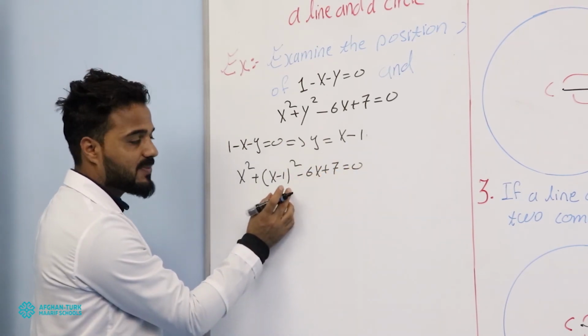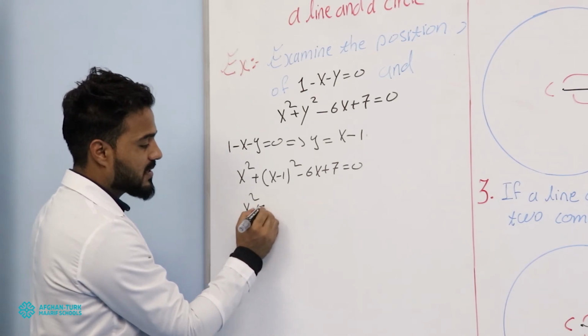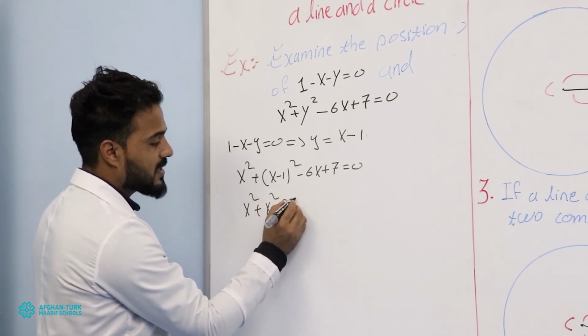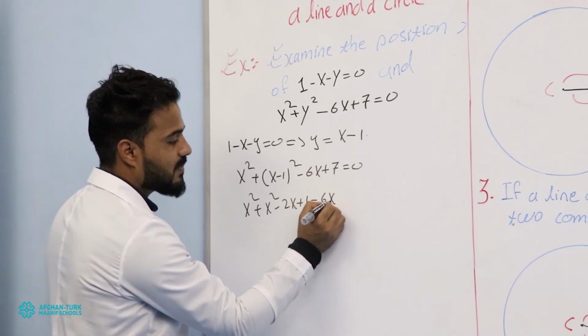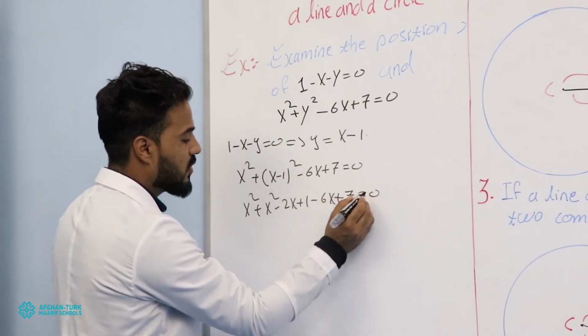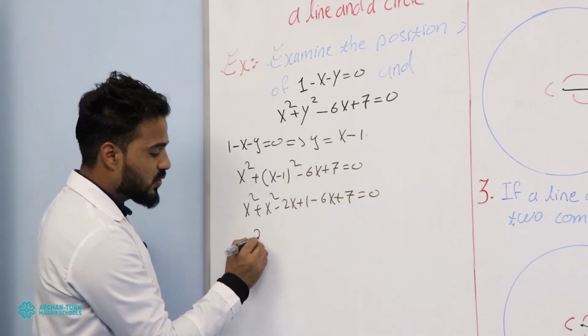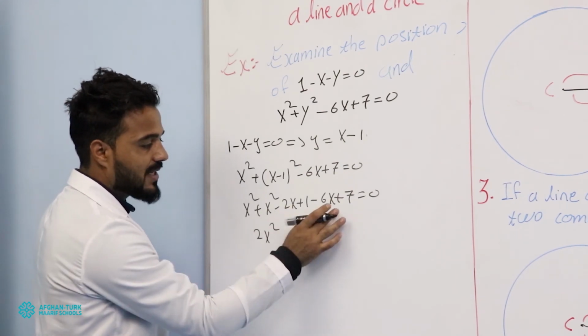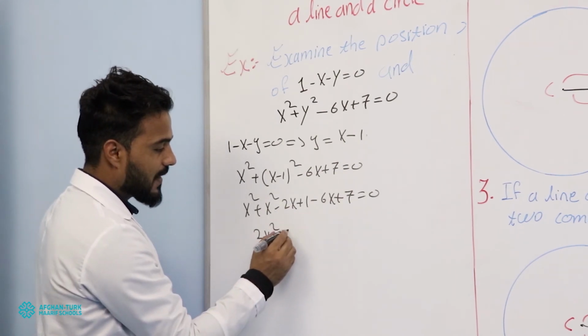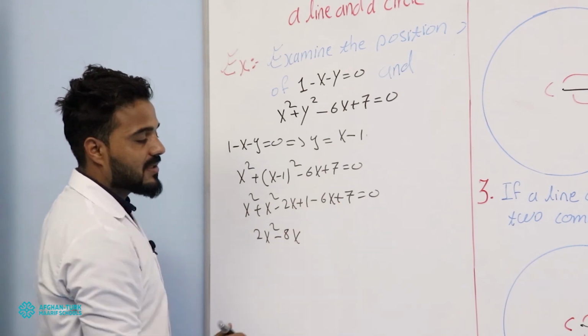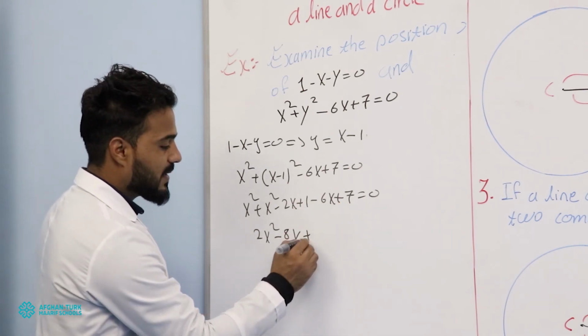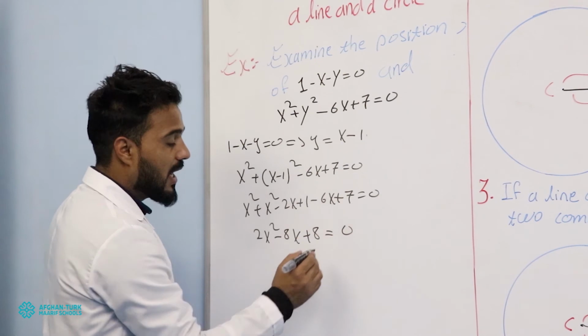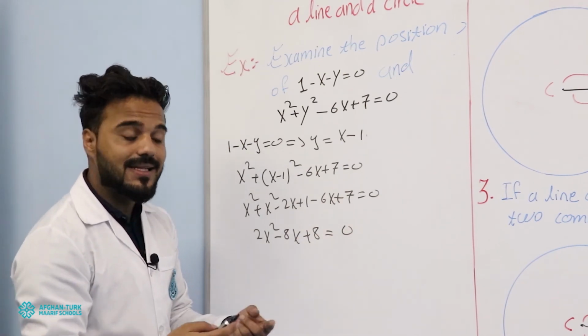Now I am going to expand this one. X square plus x square minus 2x plus 1 minus 6x plus 7 is equal with 0. So x square plus x square is equal to 2x square. Minus 2x and minus 6x is equal to minus 8x. Plus 1 and plus 7 is equal to plus 8. Equal with 0. After that we must find delta.